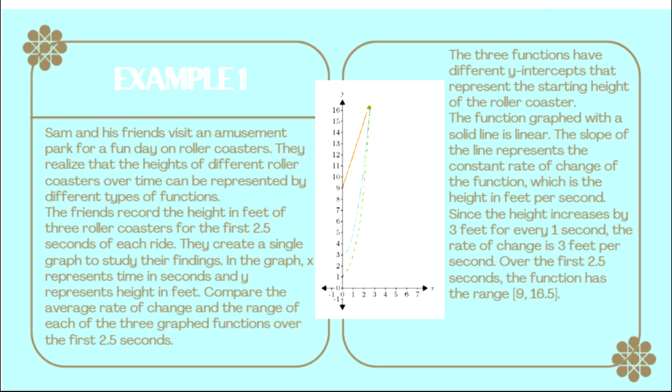The function graphed with a solid line, this orange one, is linear. It's just straight. The slope of the line represents the constant rate of change of the function, which is the height in feet per second. Since the height increases by 3 feet for every 1 second, it goes up 3 and over 1. The rate of change is 3 feet per second.